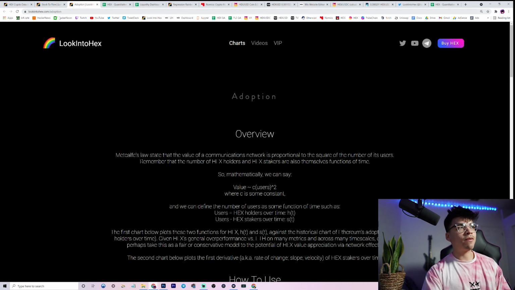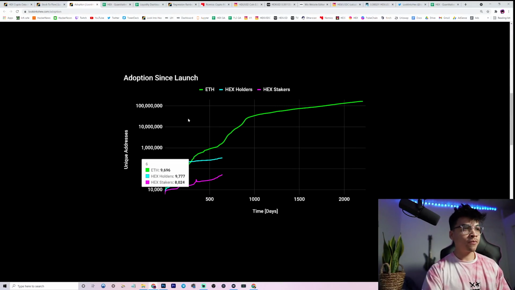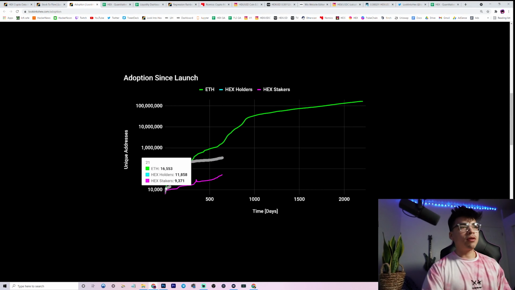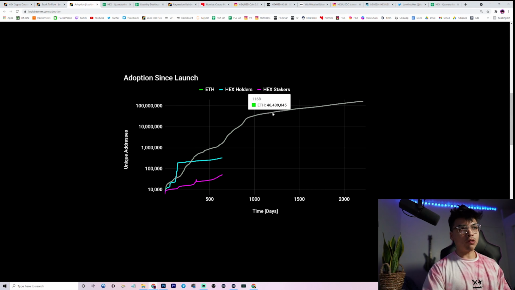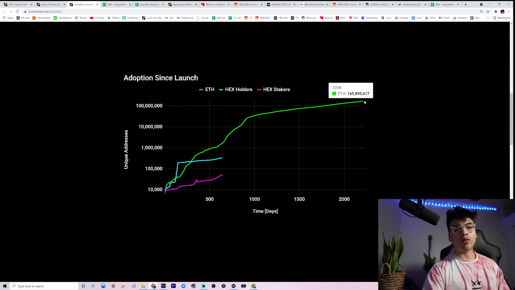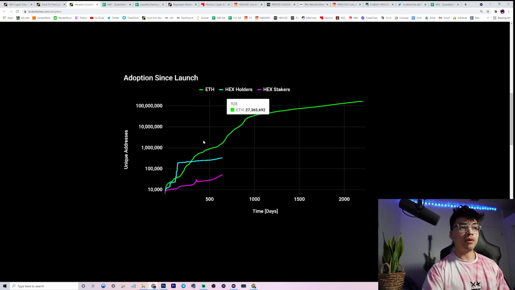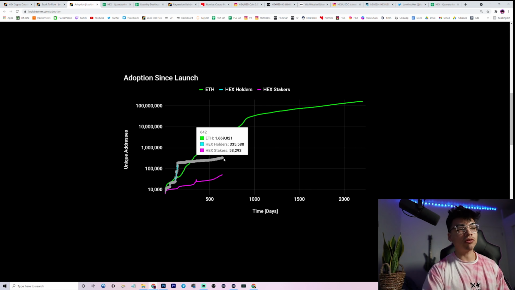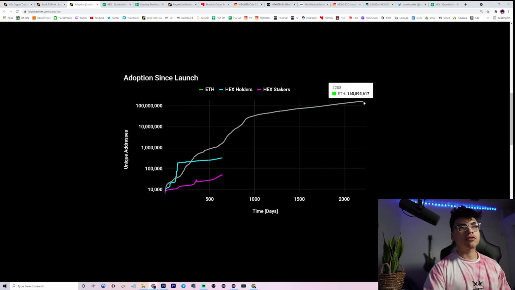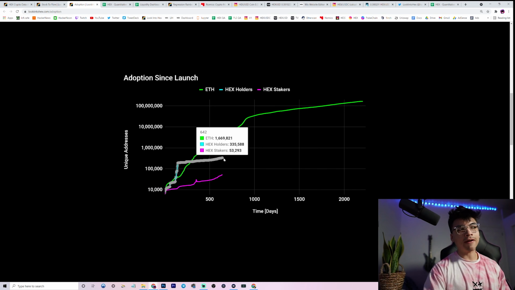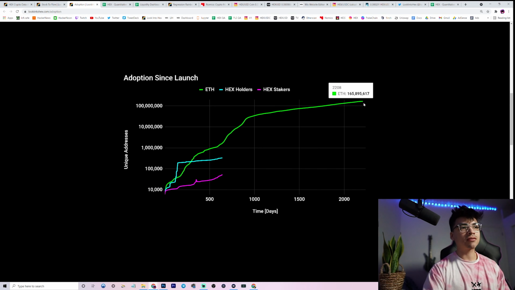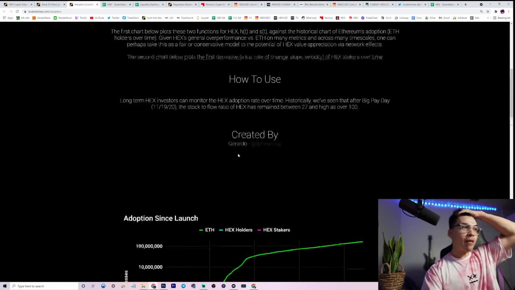We also added some at /adoption, which shows you ETH holders over time, right? To the point where we are now is over 165 million holders. It's a lot of people. Whereas with HEX, we only have like 335,000 holders, about a third of a million. So if we still have, like 500x to go in user base over the next decade, well, Metcalfe's law, right?